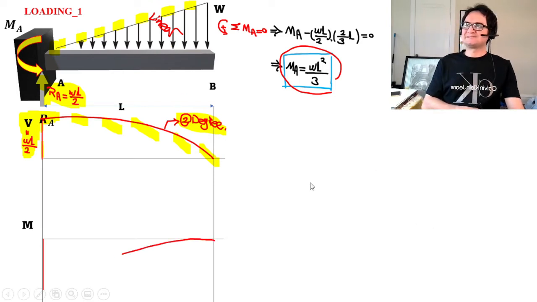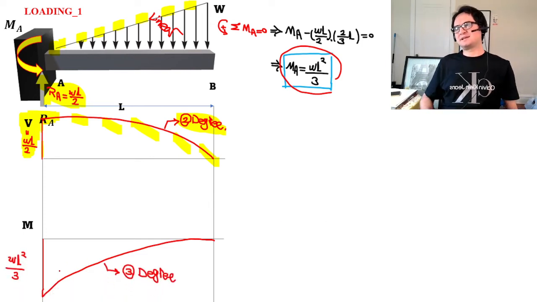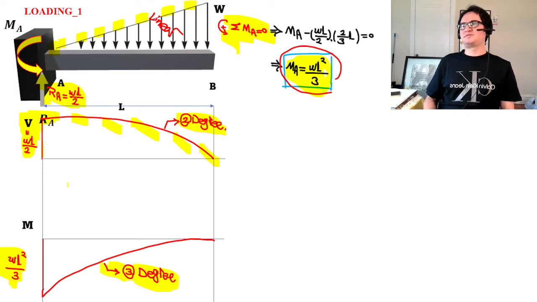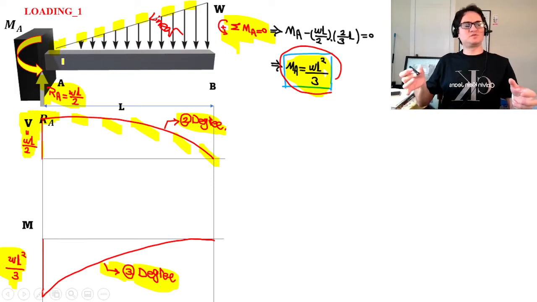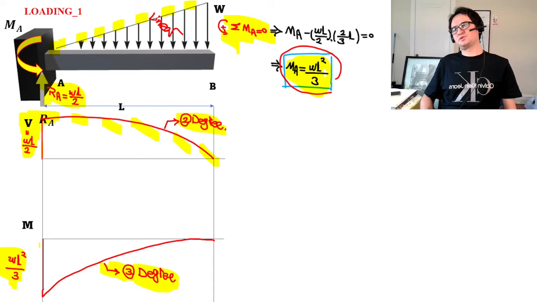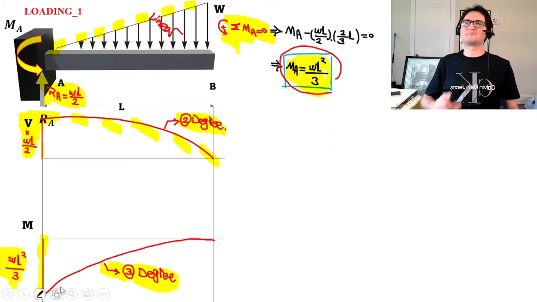So in that case, if you want to draw the moment diagram, that numeric value comes from the moment at the support, and we do know that it's a third degree. Also, because this is a negative moment, the moment which pushes the top is negative. So that goes just down.